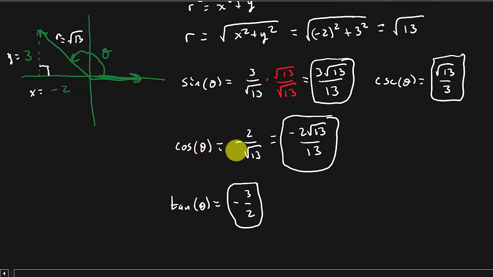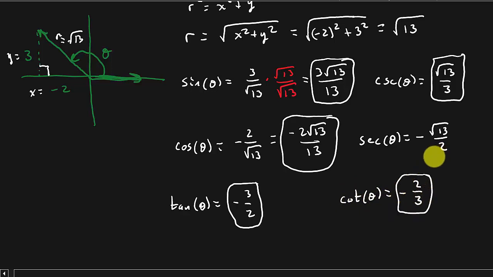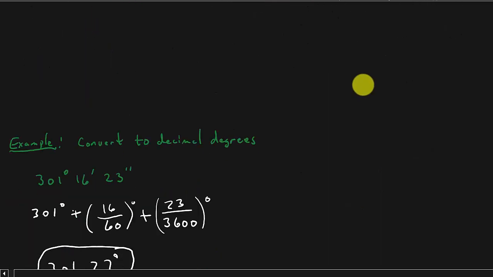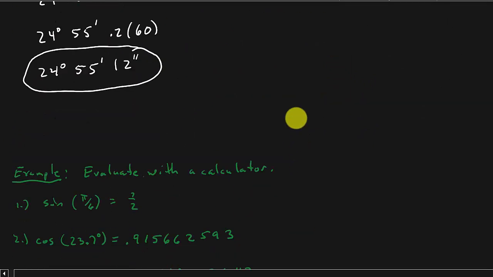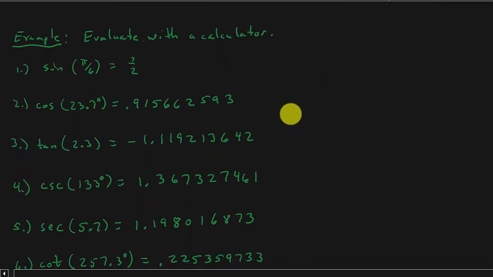And same thing here for cosine. Take the reciprocal of this one, not this one. I mean, they're the same thing. They're just written differently. So this is secant theta is equal to negative square root of 13 over 2. And then cotangent theta would be negative 2/3. All right. So hopefully all this is familiar to you. You should have taken trig.